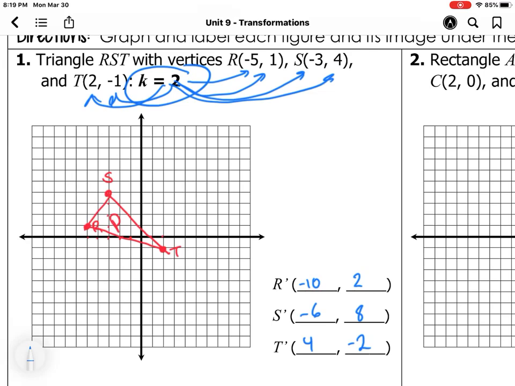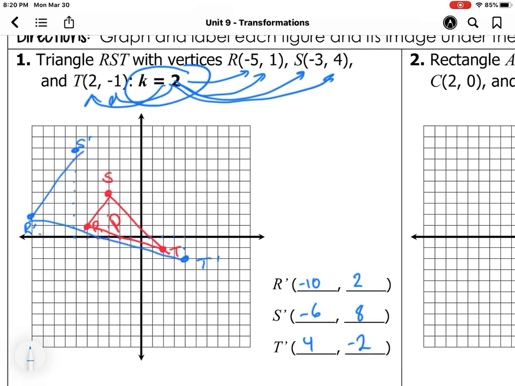Now, let's go ahead and graph this, and we'll see that our image is 2 times bigger than our pre-image, right? So we have negative 10, 1, 2, 3, 4, 5, 6, 7, 8, 9, 10, 2, 1, 2, and that's our R prime. Remember, the prime notation indicates that that is our image, right? Negative 6, 1, 2, 3, 4, 5, 6, and we're at 8. 1, 2, 3, 4, 5, 6, 7, 8, and that is S prime. And then we have 4, 1, 2, 3, 4, negative 2, 1, 2, and that is T prime, right?